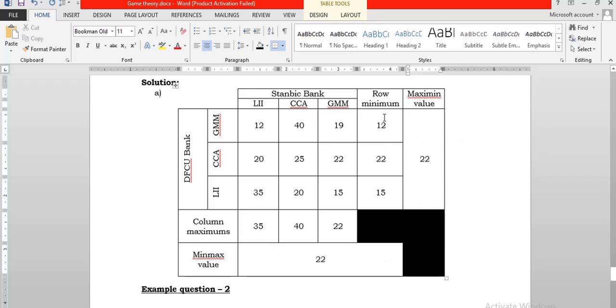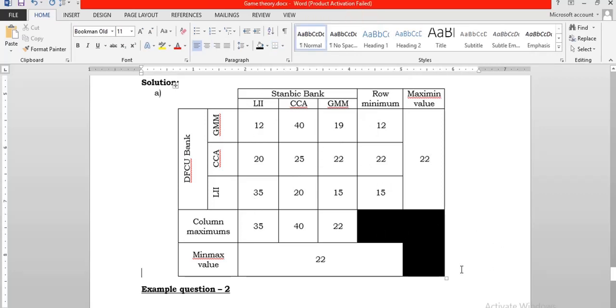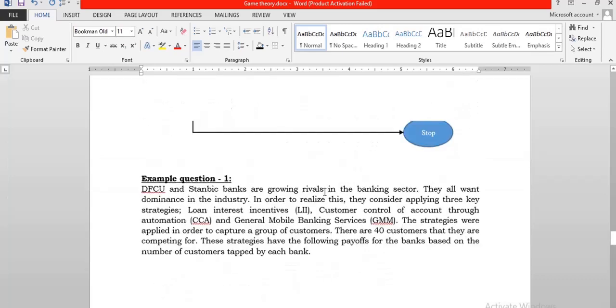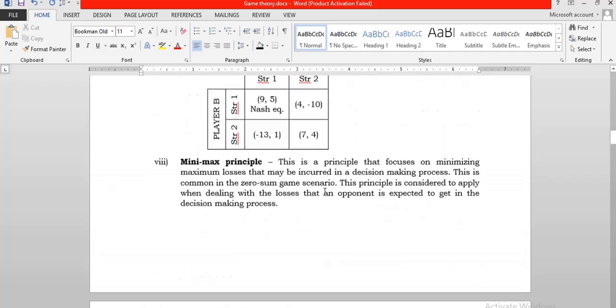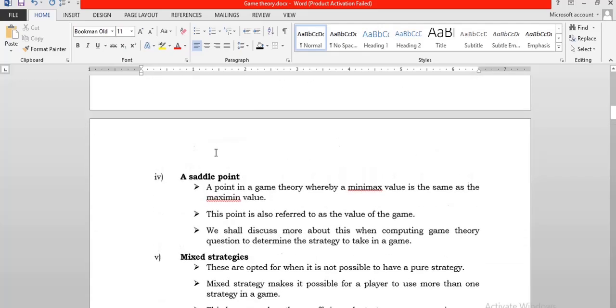Now, what does this mean therefore? It means that this particular game has a saddle point. And if it has a saddle point, then our situation is actually sorted out. Remember what we said earlier in our discussion, let me just show you as a recap. See here? A saddle point is a point in game theory whereby the minimax value is the same as the maximin value. This point is also referred to as the value of the game. We shall discuss more about this when computing the game theory, and that's what we are doing right now.